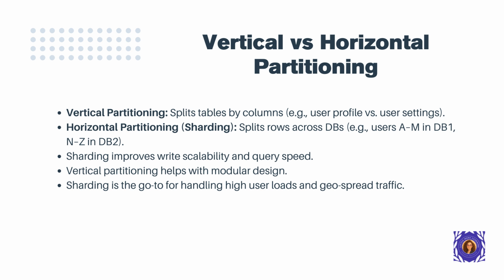For instance, users with names starting A through M might be stored in one database, while users N through Z go into another. The key difference? Sharding significantly improves write scalability because you're distributing write operations across multiple machines. This is crucial when your application needs to handle thousands of simultaneous transactions. While vertical partitioning helps with organization and maintenance, sharding is the go-to solution when you're facing high user loads or need to serve traffic from different geographic regions efficiently.